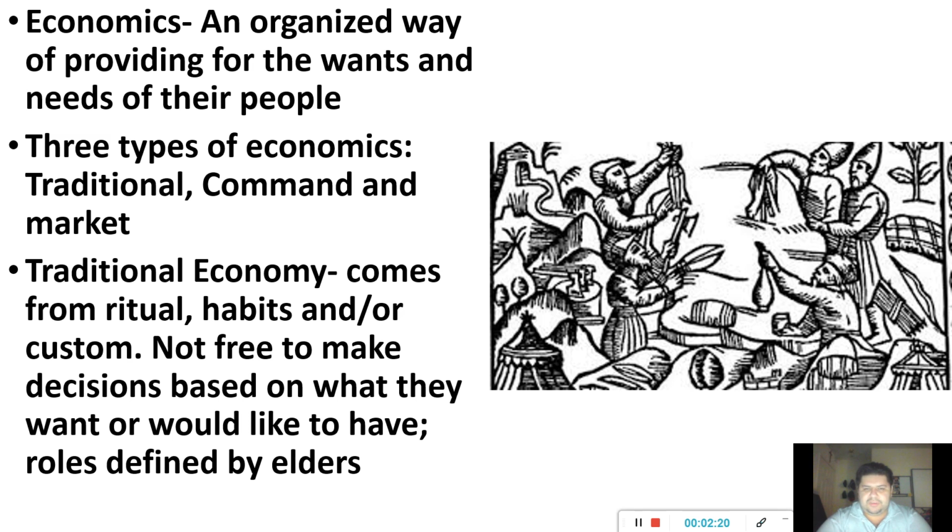Now, that term alone should give you an idea of what a traditional economy is. It comes from ritual, habits, and or customs. Tradition, something you do every time, all the time. So think of holidays. What holidays does your family always get together? What events throughout the year does your family always get together? So think about holidays, stuff like that.